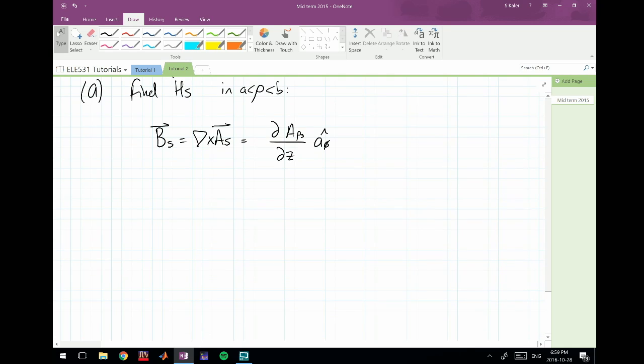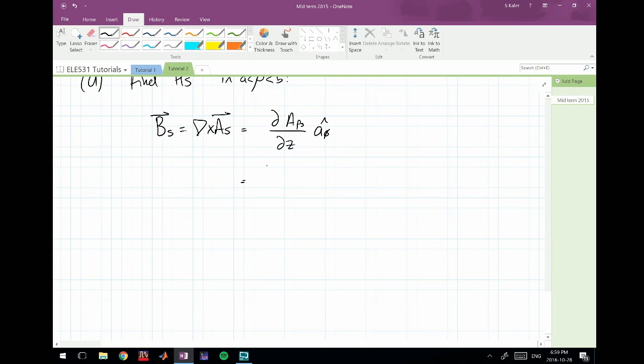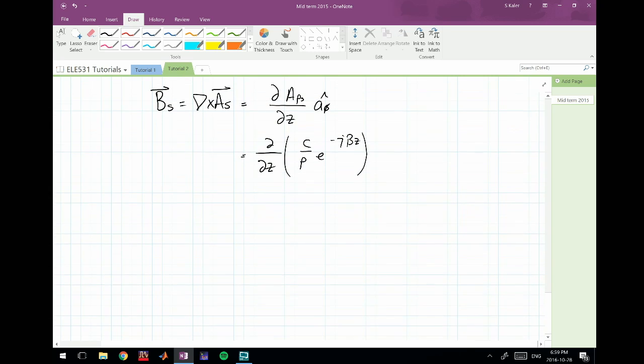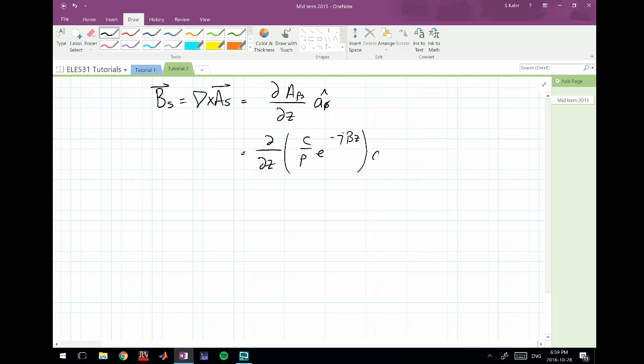So now we take the derivative of this thing. Oh, it looks lovely. Our equation is c over rho e to the minus j beta z. So essentially all we do is bring the minus j beta down, and we've done our derivative. So this is going to be in the a phi. So this just becomes c over rho minus j beta e to the minus j beta z a phi.